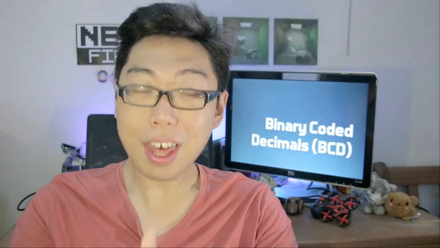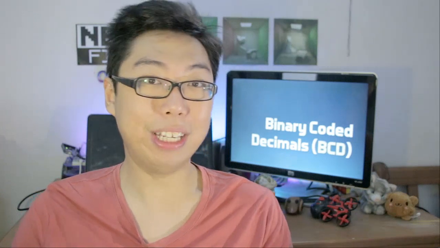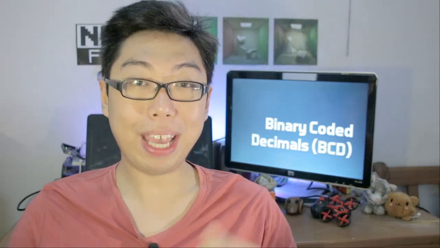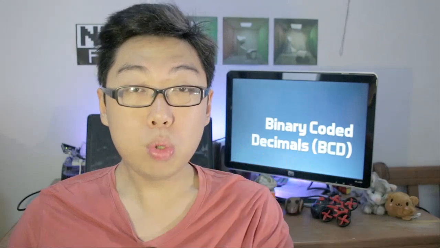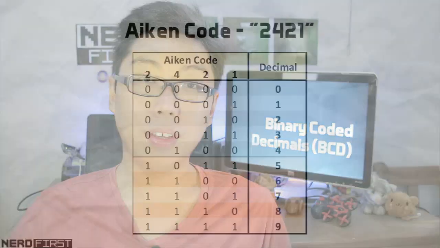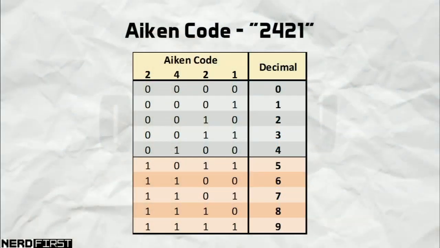But as it turns out, there are other schemes. Here's one that's pretty interesting. It's called the Aiken code. And instead of being 8421, it is 2421 instead. And this BCD scheme actually exhibits some interesting properties. But before we go there, let's try and understand how this works first.